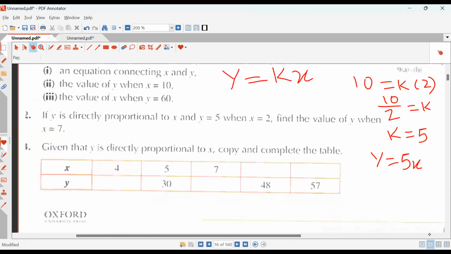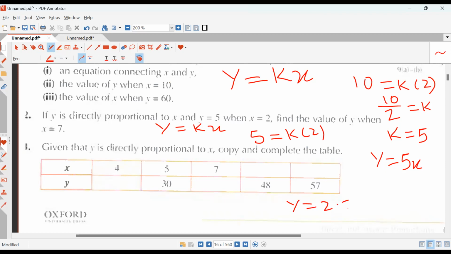Then in the next part, it says, if y is directly proportional to x, y equals 5, x equals 2, find the value of y when x equals 7. This is also very simple. I know that y is directly proportional to x. So y is 5, x is 2. 5 equals k into 2. 5 divided by 2 is going to be 2.5. So k equals 2.5, and y equals 2.5x.